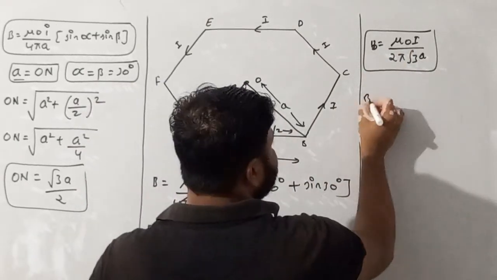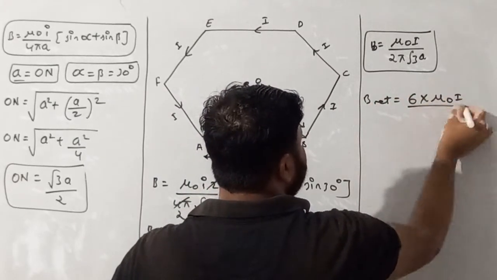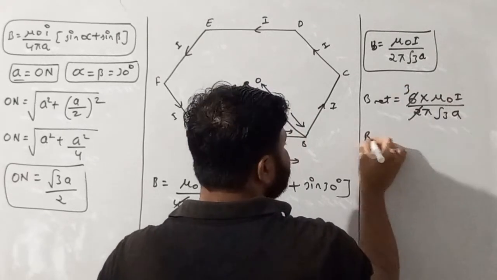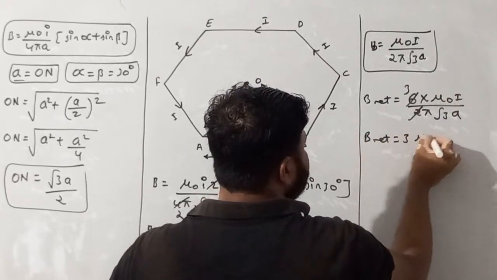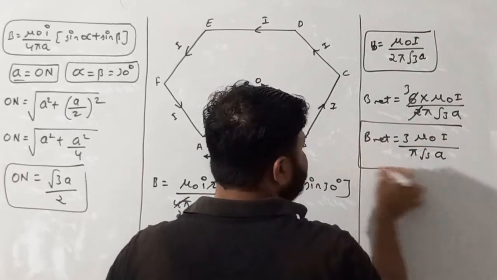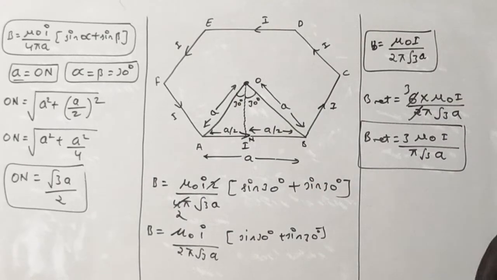So B net becomes equal to 6 into mu naught I by 2 pi root 3a, 2 3s are 6. So B net becomes equal to 3 mu naught I by pi root 3a. This is the value of magnetic field at the center of a regular hexagon. I hope you all understand.